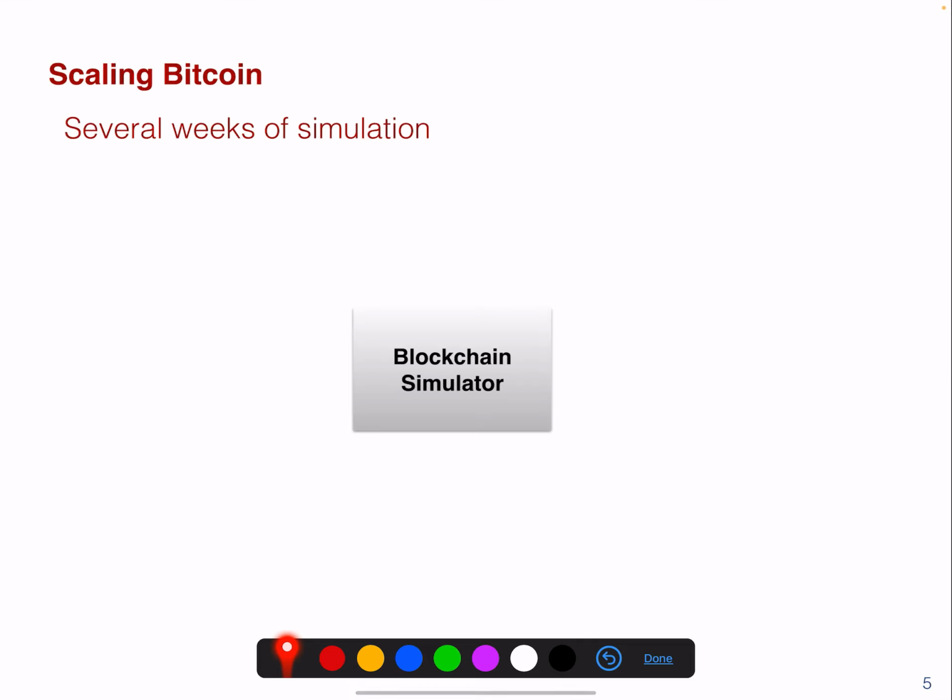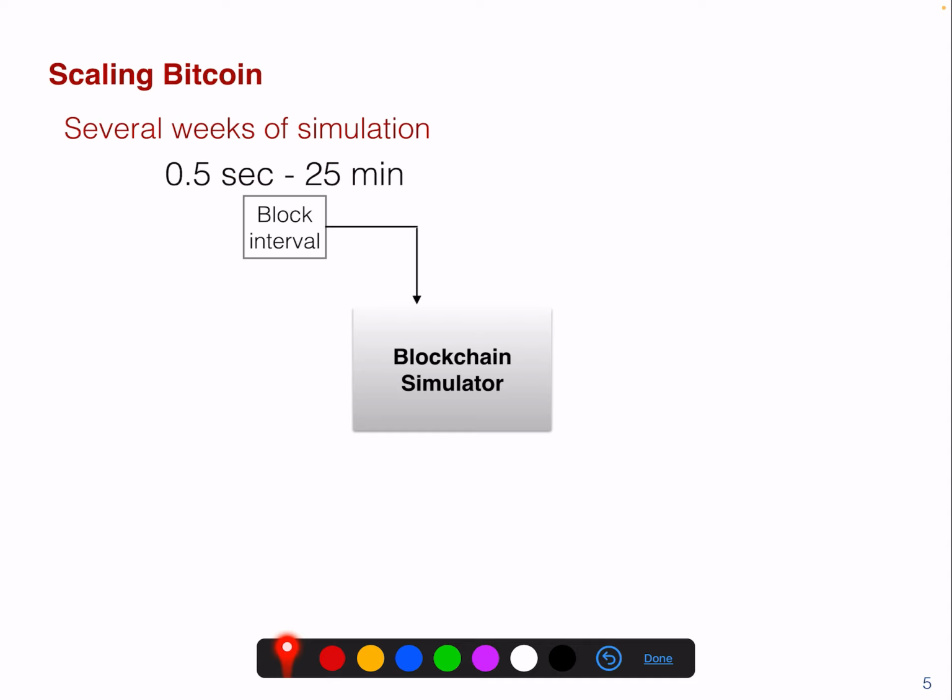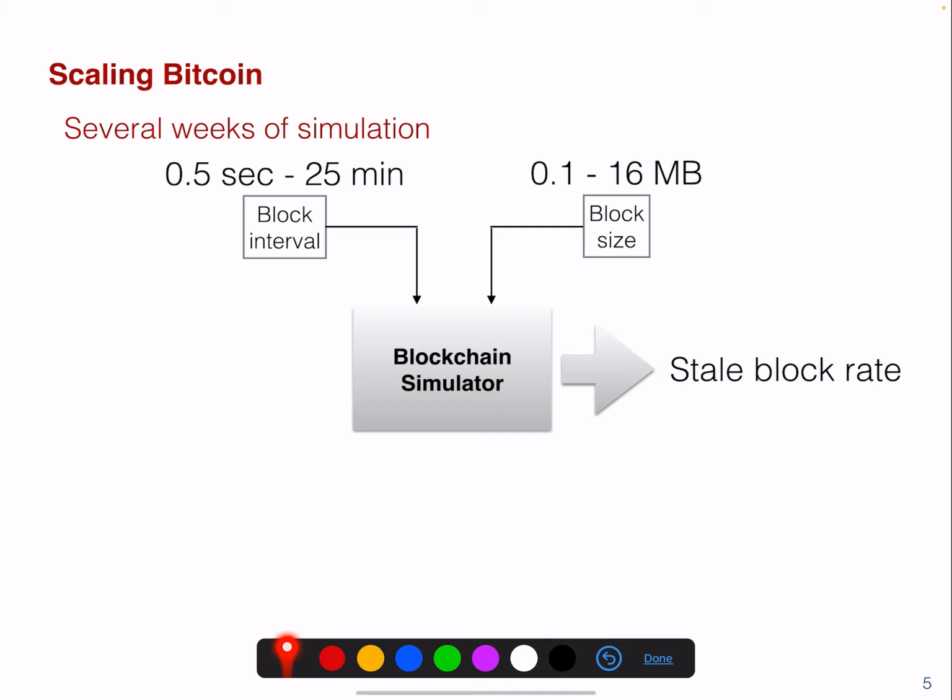So we did several weeks of simulation, and what we did is basically we take a block interval between 0.5 seconds to 25 minutes. That's the parameter range for the block interval, and we have a parameter range of 0.1 megabyte to 16 megabytes for the block size. We took the possible combinations and we quantified through the simulator the stale block rate.